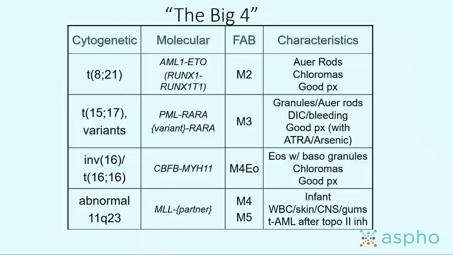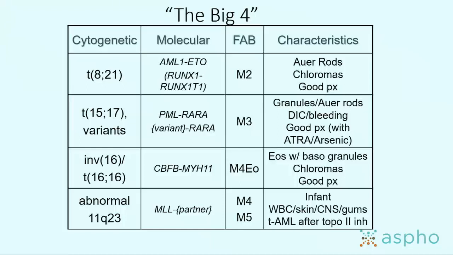And then finally, abnormalities in 11q23. These are MLL or KMT2A gene rearrangements. MLL and KMT2A are two different names for the same gene. There are 70 to 80 different fusion partners with MLL, but they all behave basically the same. They have a tendency to be myelomonocytic or monocytic in morphology. There's a strong predisposition in the infant age group for these abnormalities.